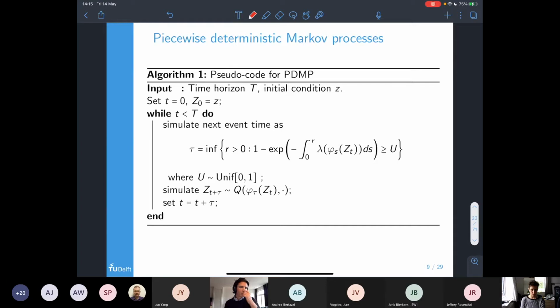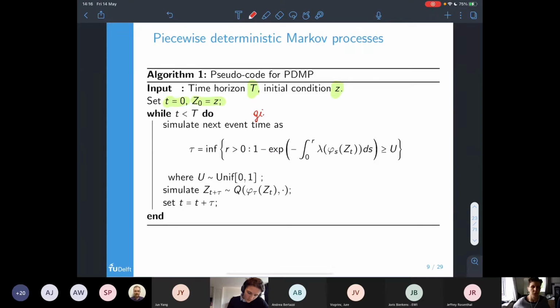Therefore, it shouldn't be surprising that we obtain this pseudocode for a PDMP. Let's say we want to simulate this PDMP up to a time horizon t, starting at z. Then let's initialize t to 0 and z_0 to z.